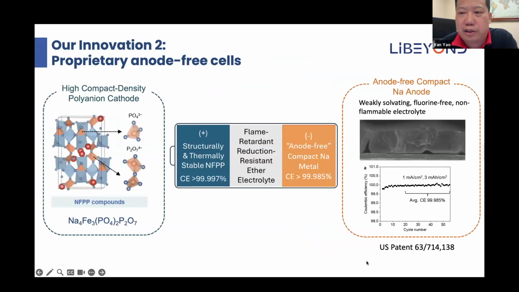Second innovation is our electrolyte and current collector to enable this anode-free compact anode materials. With this new electrolyte, it's a weakly solvating, fluorine-free and non-flammable electrolyte. We are able to show extremely reversible sodium plating and stripping, more than 99.9% coulombic efficiency. And this electrolyte is very non-flammable, improving the safety of the batteries.